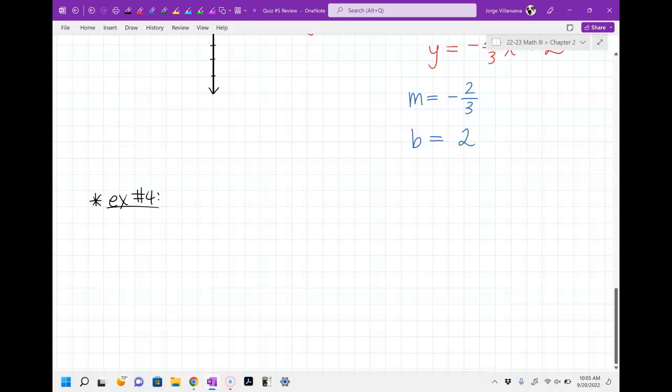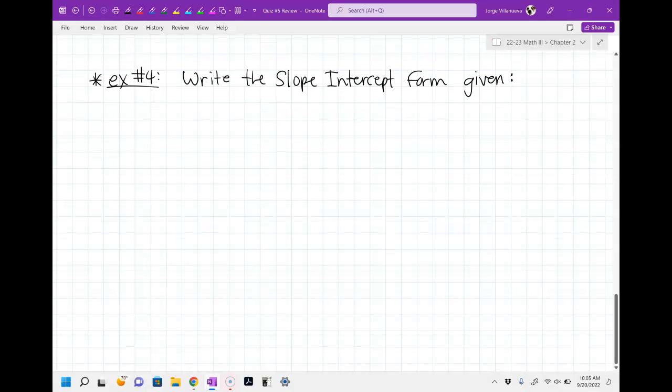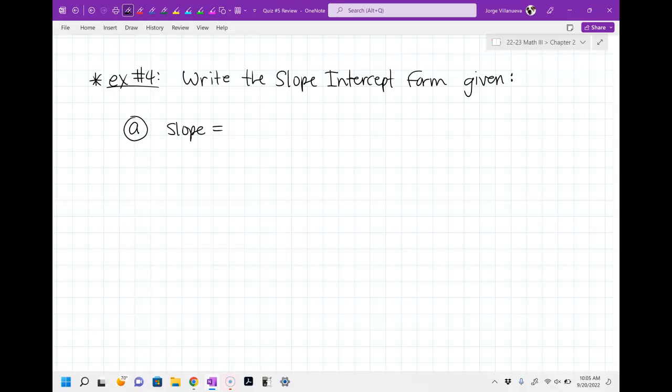But yeah, I'm going to do an overall instruction here. Write the slope-intercept form given. So I'm going to do example 4 A, B, C right now. Okay, so write the slope-intercept form given a slope and a y-intercept.